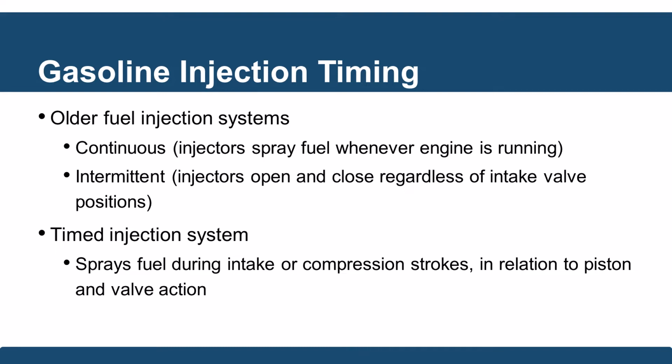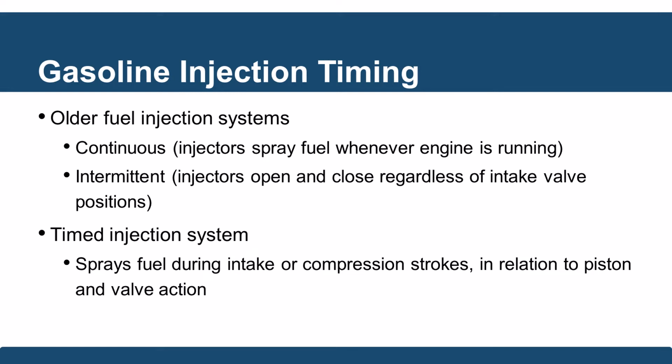Now on older vehicles, we had what they call continuous. The injector sprayed fuel whenever the engine was running. And then later on it became intermittent because there was waste, with this gas evaporating before it was actually being burned, and also running very rich systems. We needed more control, and the intermittent injectors closed into this.